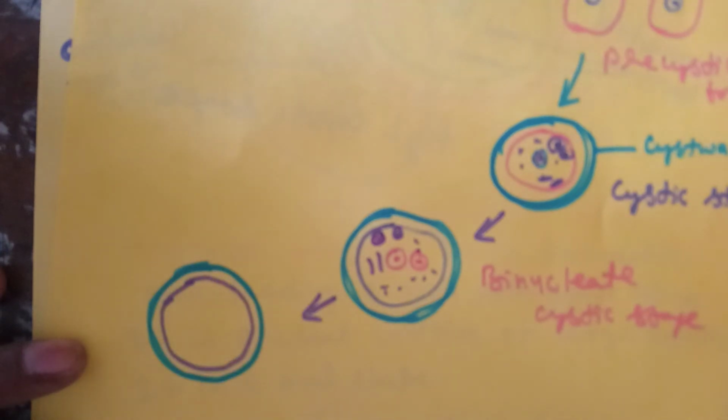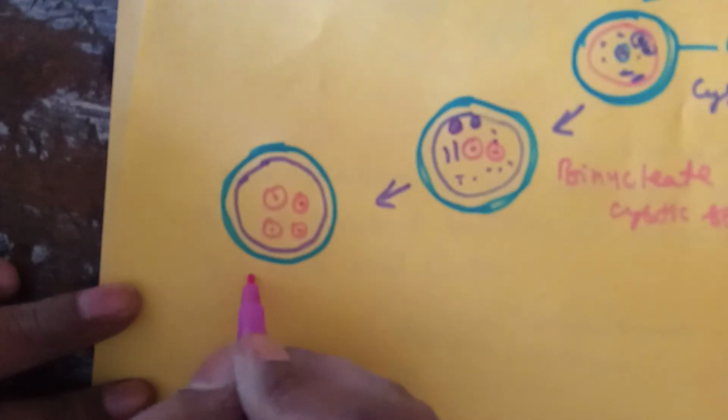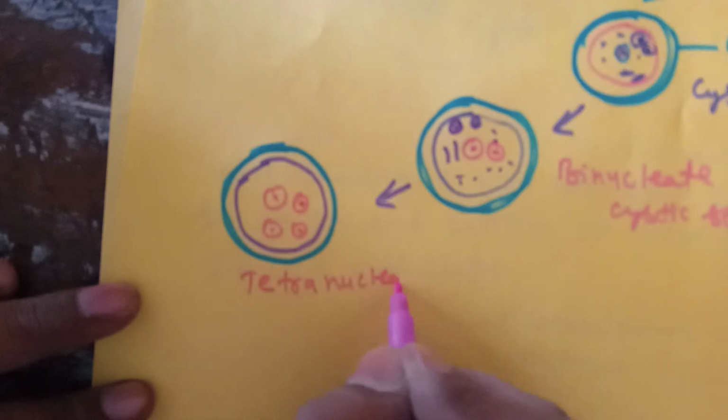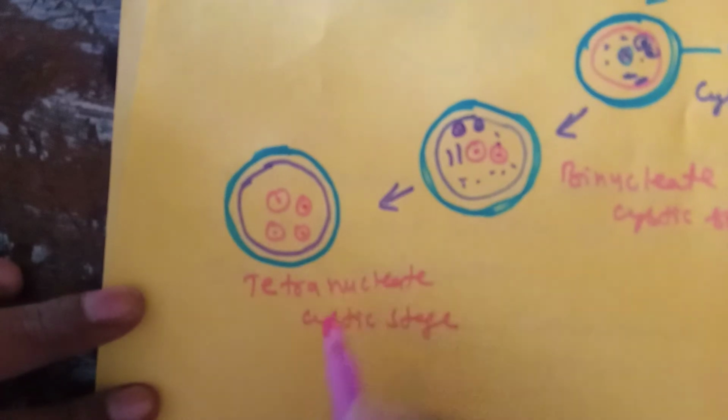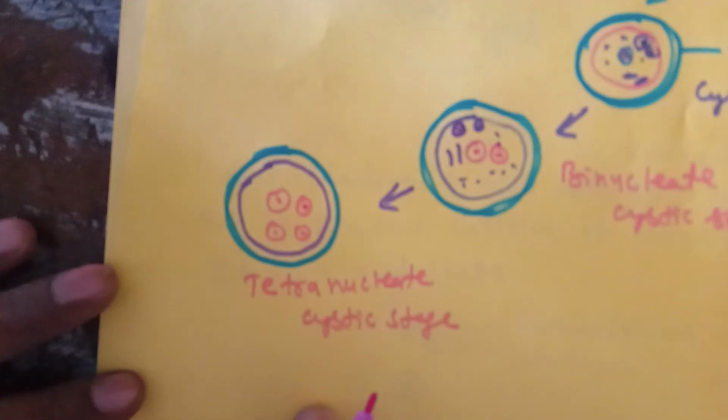So that is called the tetranucleate cystic stage. The four-nucleus Entamoeba comes outside. This is called the tetranucleate cystic stage. This tetranucleate stage forms in the host body, but there is no later development.